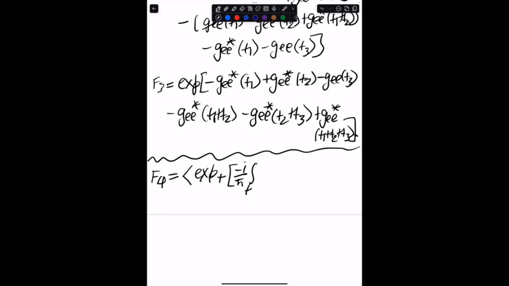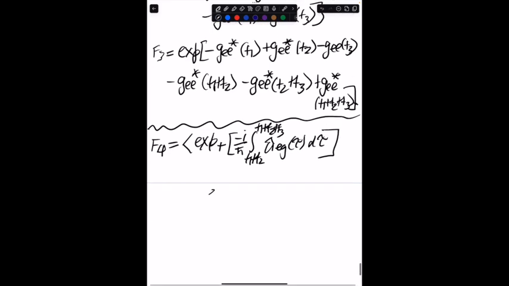from T1 plus T2 to T1 plus T2 plus T3, u eg tau d tau. And in this one, I'm going to skip a lot of steps because the procedure is identical, and I urge you to work it out on your own.